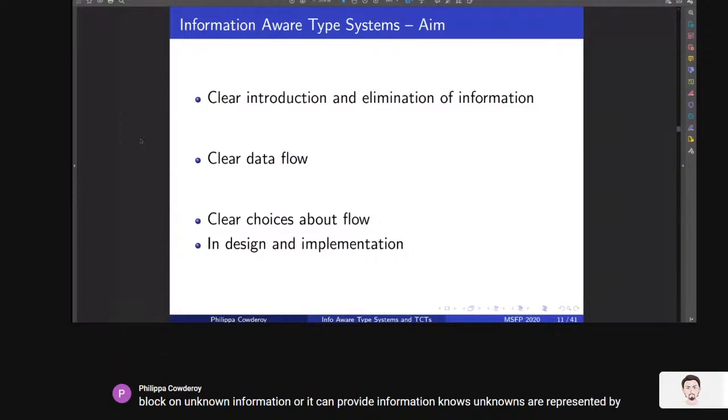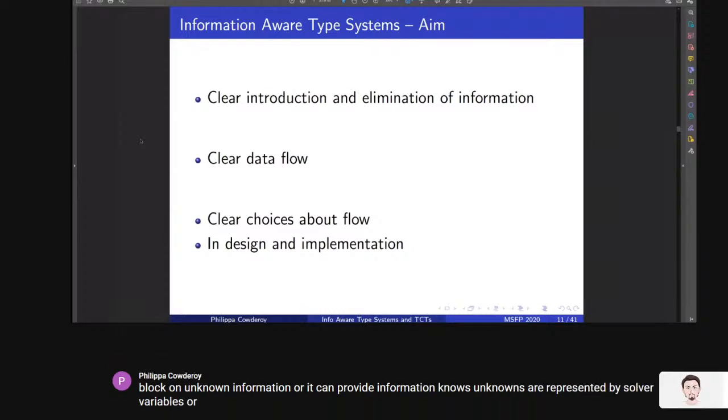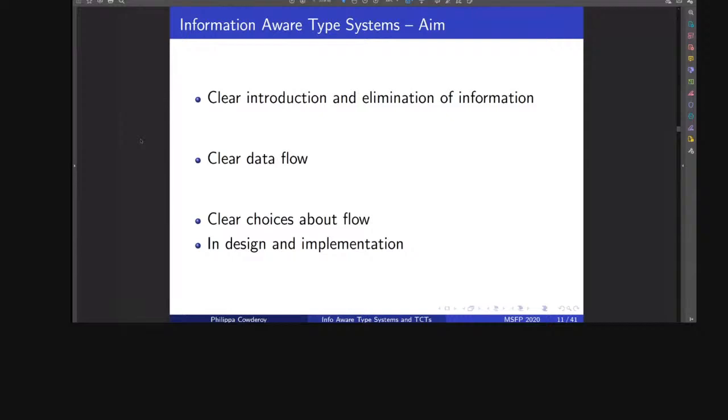So, my aims are, I want to be able to see clearly where information is introduced and eliminated. I want to see the data flow. I want to see where I've got a choice about how data flows, whether it's in the design stage, looking at how I put the type system together, or when I'm implementing a type checker. I especially want to know if I get different results in different directions.